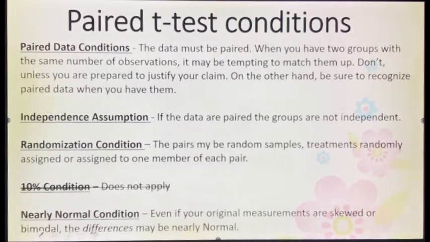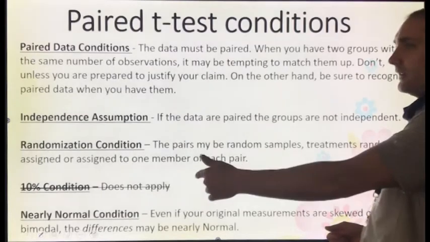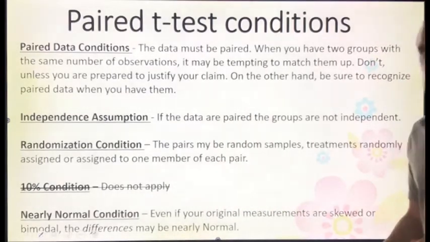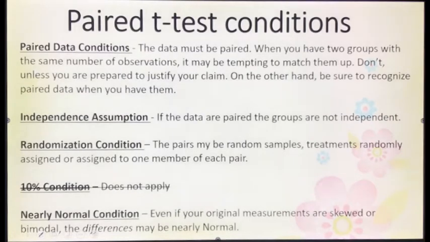Now, since we are running a t-test, we want to check certain conditions. Paired data conditions. The data must be paired. When you have two groups with the same number of observations, it may be tempting to match them up. Don't, unless you are prepared to justify your claim. On the other hand, be sure to recognize paired data when you have them. So I'm doing the same thing. I'm jumping a distance before the test and after the test.